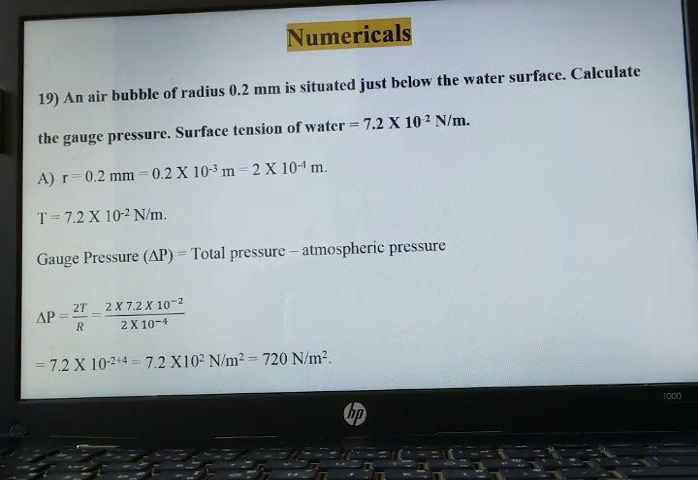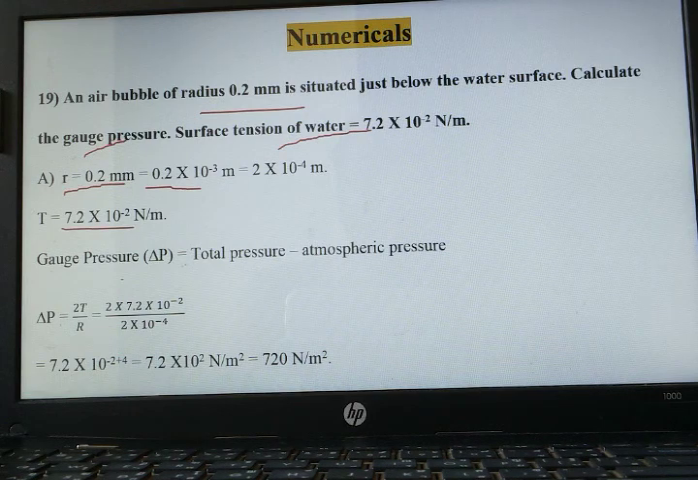Next one. An air bubble of radius 0.2 mm is situated below the water surface. Calculate the gauge pressure. We have to calculate the gauge pressure. Radius has been given. Surface tension has been given, that is 7.2 into 10 raised to minus 2 Newton per meter. Radius has been given, that is 0.2 mm. So it can be written as 0.2 into 10 raised to minus 3 meter, that is 2 into 10 raised to minus 4.